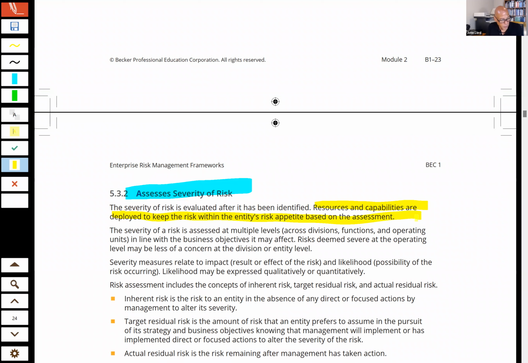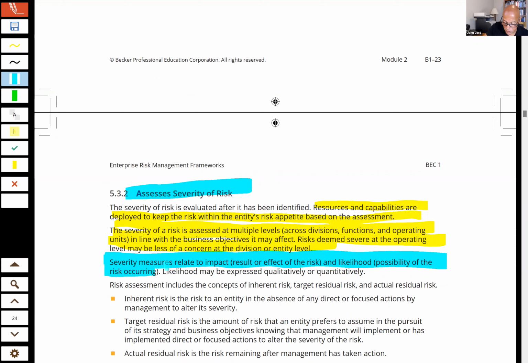So we're going to be looking, what is the impact? What is the likelihood? Okay. So severity of the risk is assessed at multiple levels across the business. Risk deemed severe at the operating level may be less of a concern at the division or entity level. So let's take a look. Severity relates to the impact, the result of the risk, and likelihood, the possibility of the risk occurring. Likelihood may be expressed quantitatively or qualitatively. So let's just flashcard that, okay?